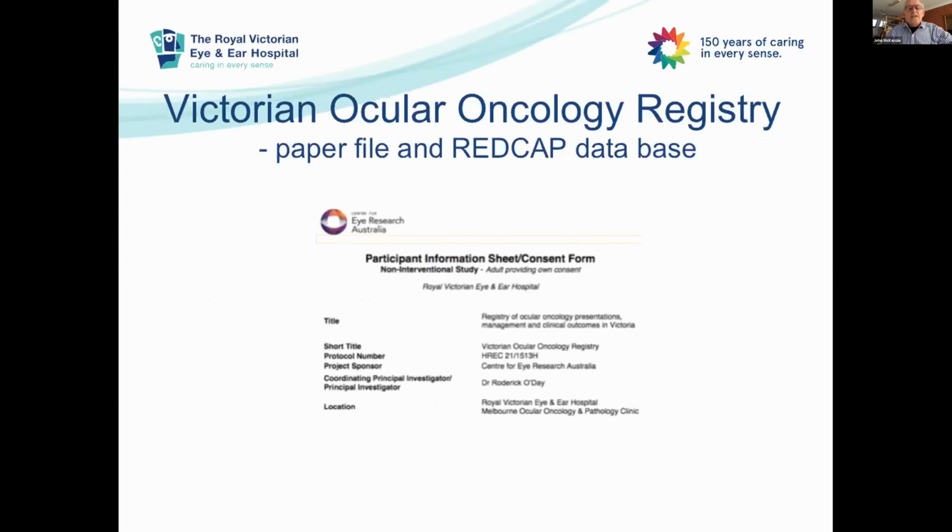We've then gone on to say, well, if we're going to have a pathway, one of the big things that we need is to have data. And we started off with what we call the Victorian Ocular Oncology Registry, which has been really pushed by Rod O'Day, whose name is down there as the principal investigator. That's starting off as a paper file in a REDCap database, because this was the first thing that we could get ethics approval on.